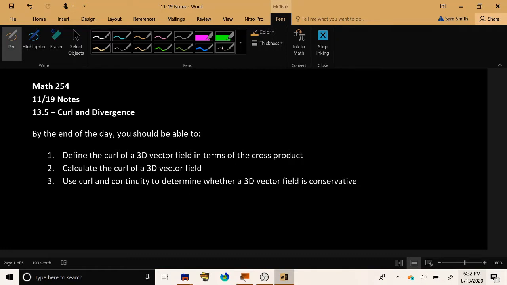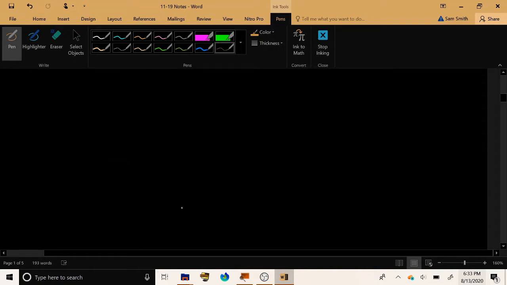And in order to prepare ourselves to talk about those useful theorems, we're going to need to introduce a couple of terms and formulas, and today we're going to introduce two such formulas called the curl of a vector field and the divergence of a vector field. So by the end of the day, we're going to want to be able to define the curl of a 3D vector field, which is defined in terms of the cross product. And we want to be able to calculate the curl, and then we're going to use curl together with continuity to determine whether a three-dimensional vector field is conservative.